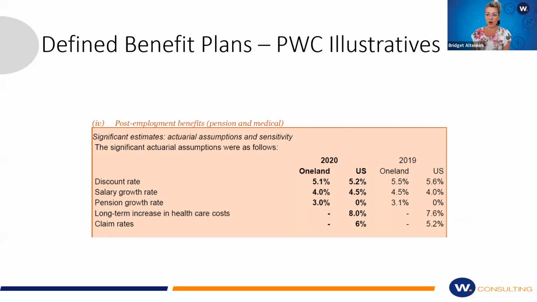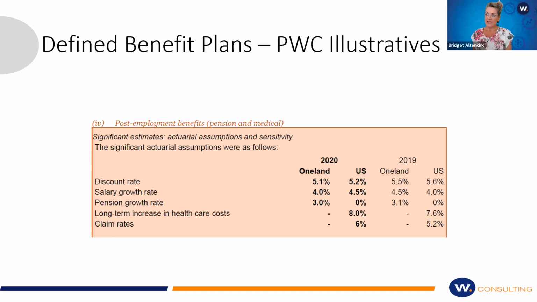So that basically was the only guidance that IAS 19 contained with regards to what discount rate should be used. They said that you should take time value of money into account, but that you should not adjust for credit risk.